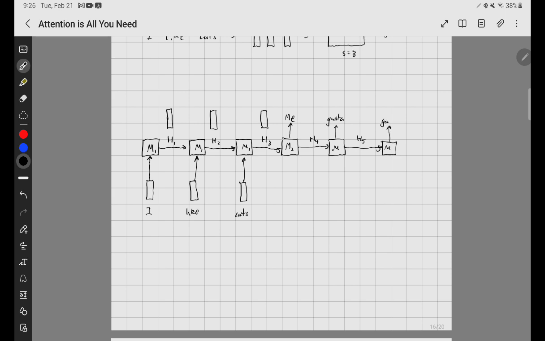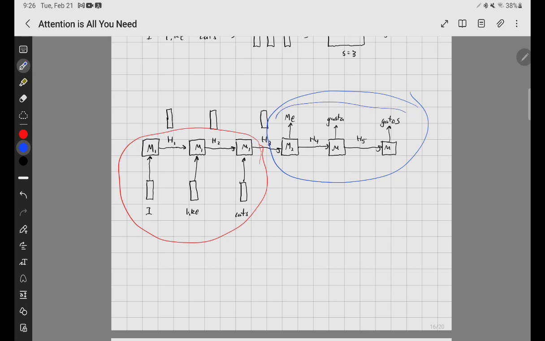and then gatos. So you have this encoder-decoder style architecture. You have an encoder on the left and a decoder on the right. The encoder encodes the input sentence, I like cats, and the decoder decodes a sentence from I like cats to me gusta gatos.